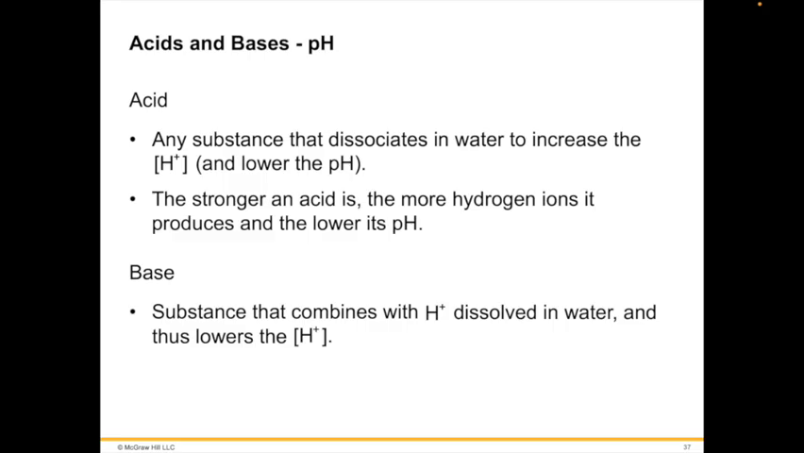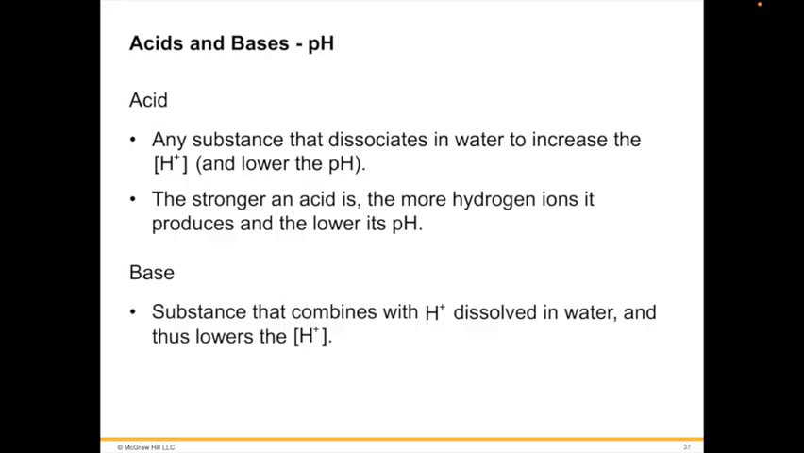Any substance that dissociates in water to increase the hydrogen ion concentration and lower the pH is called an acid. The stronger an acid is, the more hydrogen ions it produces, and the lower its pH. For example, hydrochloric acid, which is abundant in your stomach, ionizes completely in water. A dilution of 10 to the minus 1 moles per liter of hydrochloric acid dissociates to form 10 to the negative 1 mole per liter of hydrogen ions, giving the solution a pH of 1. The pH of champagne, which bubbles because of the carbonic acid dissolved in it, is about 2.